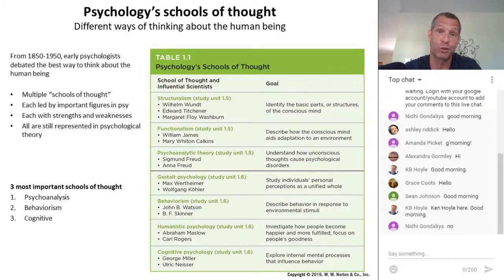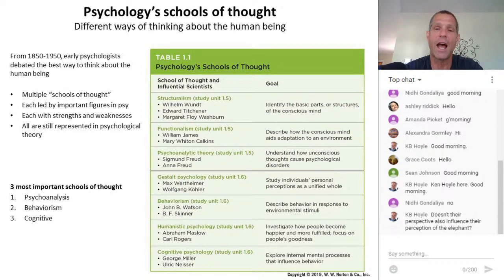You can study our social groups. You can study our brain. You can study how we think. You can study people's motivation. There are just different directions to approaching the study of human beings. In the first 100 years, from 1850 to 1950, psychology struggled sort of to find, if you will, a soul. What is the best way?